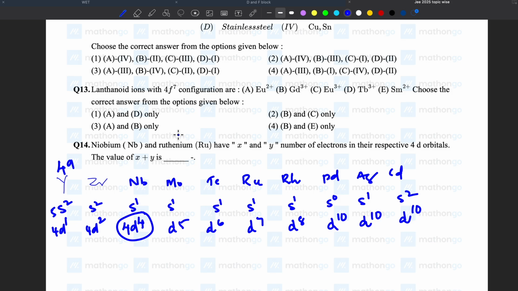Right, the 13th question is not from this one, this is from our f block elements.